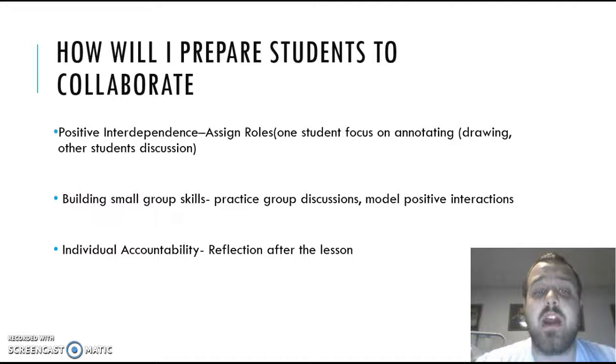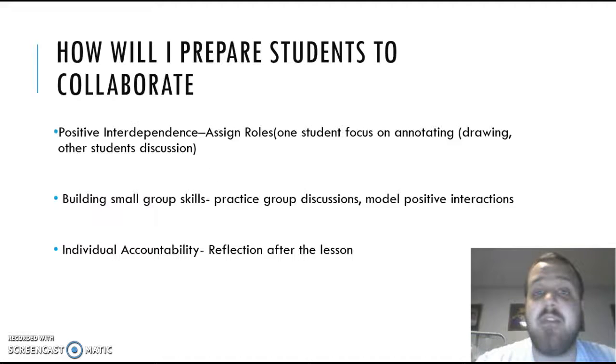Another thing that I would try to do is build some of the small group skills within students. Before the lesson would start, and really just for my classroom in general, I would have practice group discussions. I would talk about the kind of things I'd want and really model what those interactions look like, whether it be me showing or, during a practice group session, saying, hey, let's look at this group because they did a really nice job discussing; this is what we should be doing whenever we're doing some sort of collaboration.